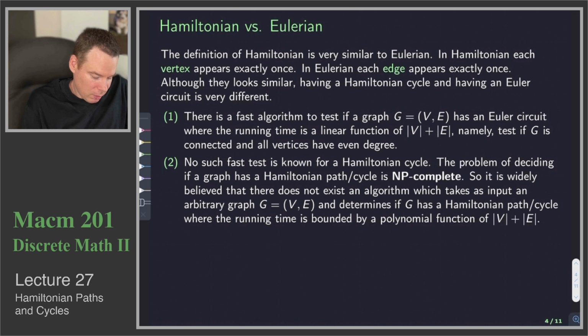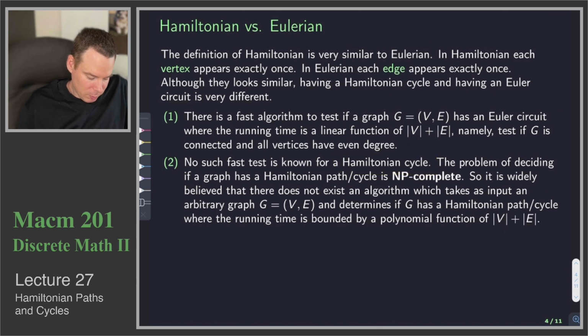So in the question of finding an Eulerian circuit, there is a fast algorithm to check if a graph has an Euler circuit, where the running time is actually a linear function in the sum of the size of the vertex and edge sets. Namely, our test is: is it connected, and do all vertices have even degree, which are quite straightforward to check. Unfortunately, there is no fast algorithm for checking whether a graph has a Hamiltonian cycle.